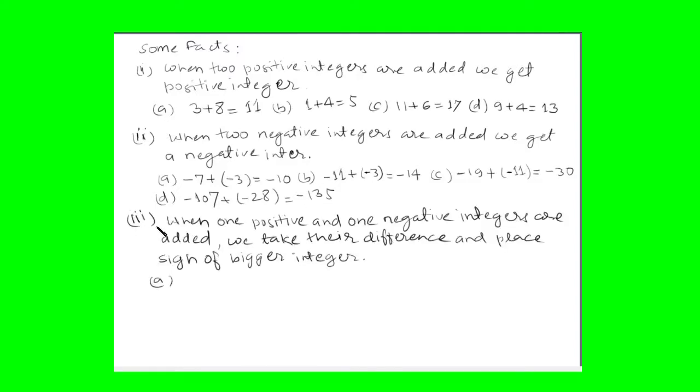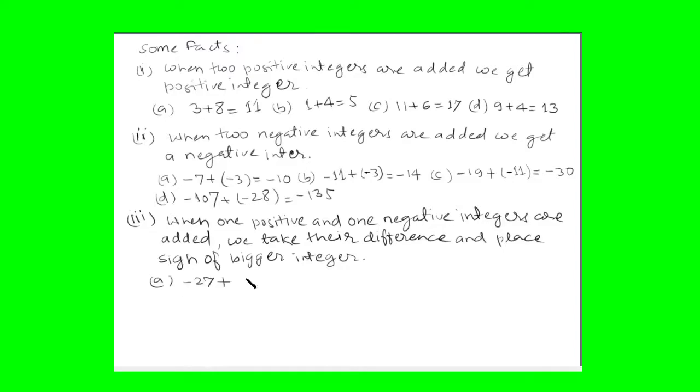Fact third: when one positive and one negative integer are added, we take their difference and place the sign of the bigger integer. So we learn it by some examples.